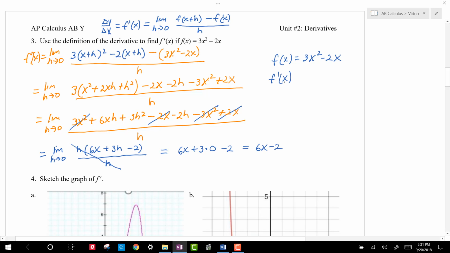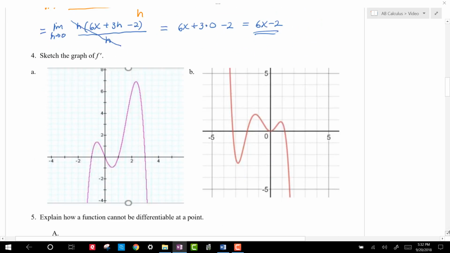So even before I got done with this definition of the derivative, even before I got to this point of 6x minus 2, I should have already known that if I take the derivative of this function, I do 2 times 3, which is 6. I reduce the exponent by 1. I take the derivative of negative 2x, which is negative 2, and boom. These two better be equal to each other every single time. Cool, huh? All right, next one.